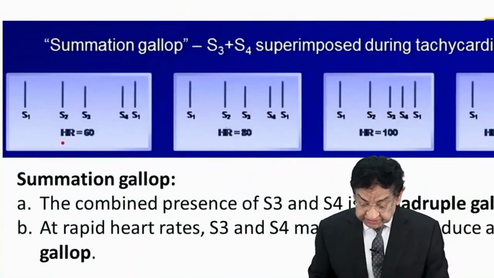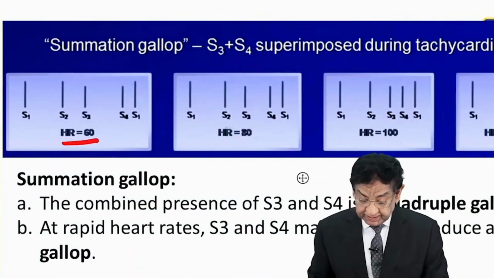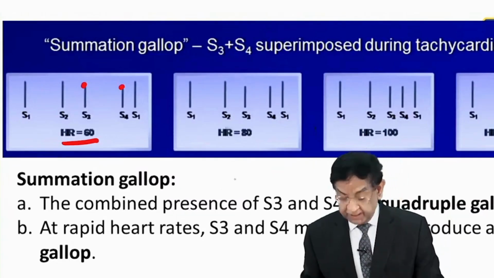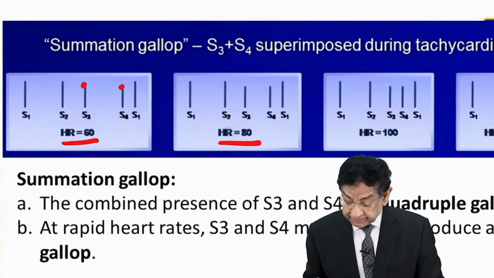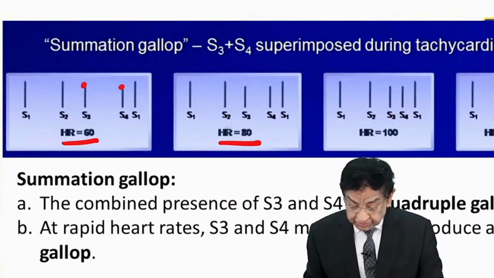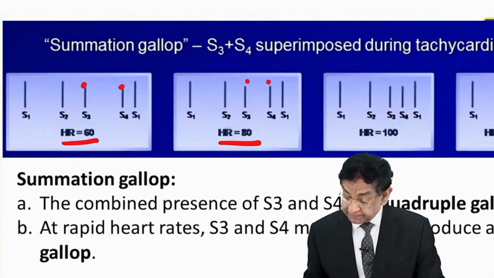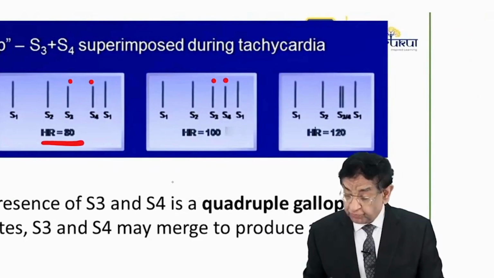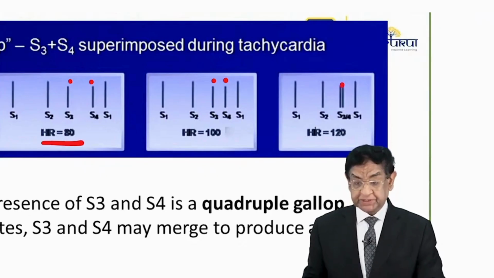Heart rate is 60. S3, S4. Agreed. Now the heart rate is 80. S3 and S4. They are coming a little nearer. Heart rate 100. S3, S4. And 120. They are quite near to each other.